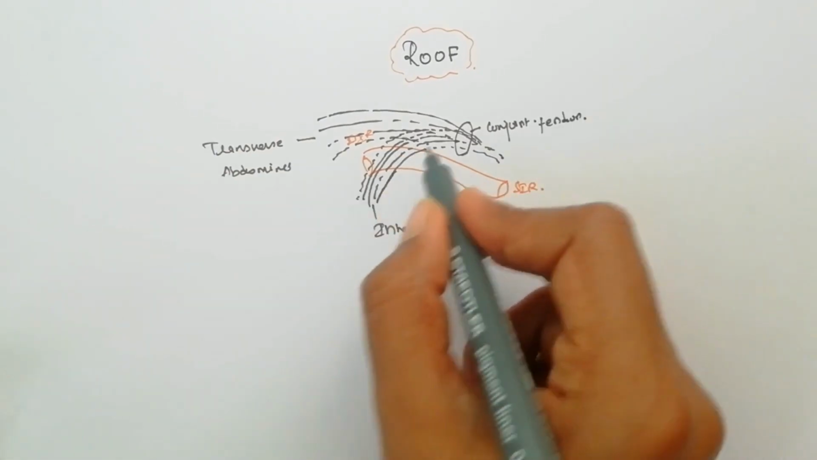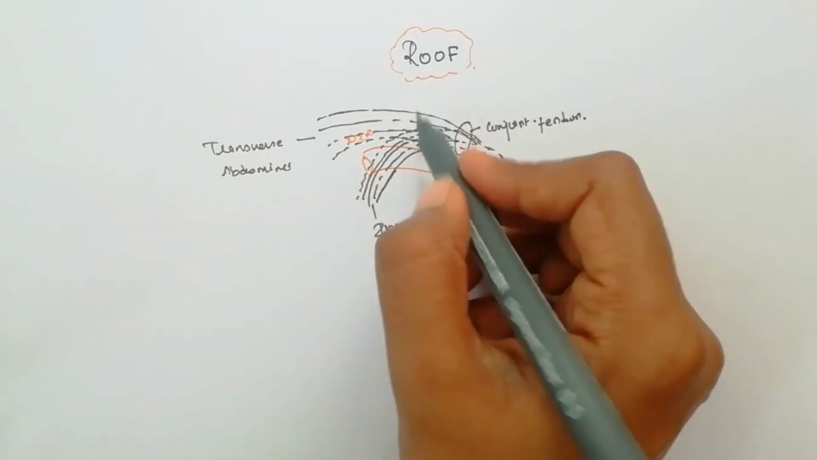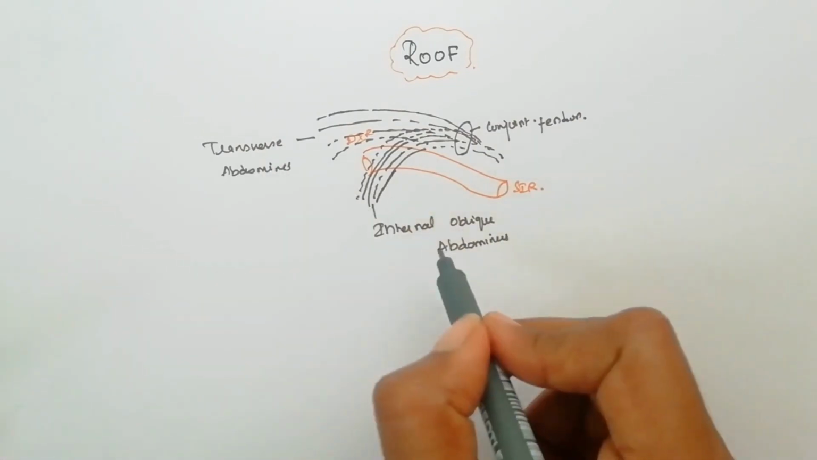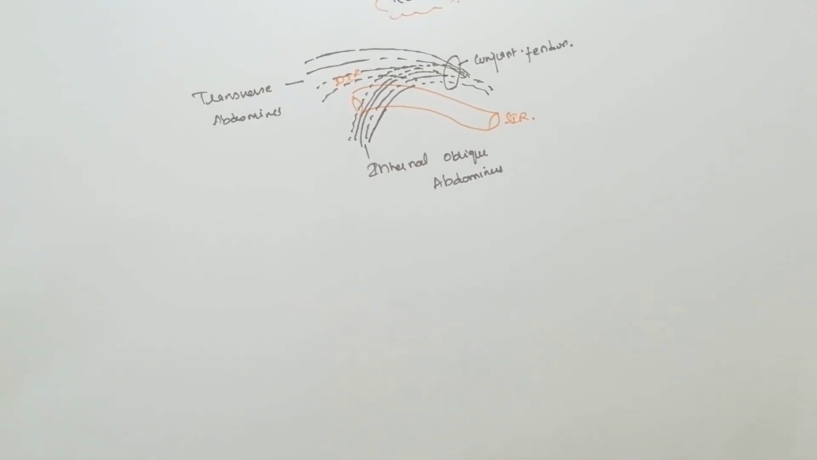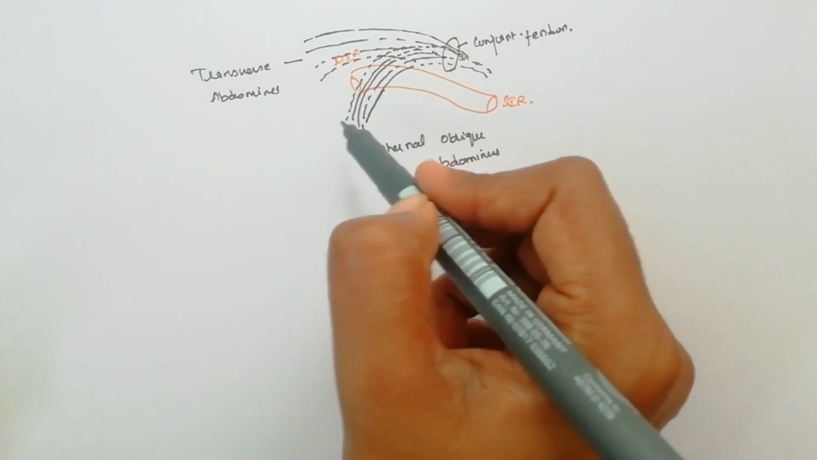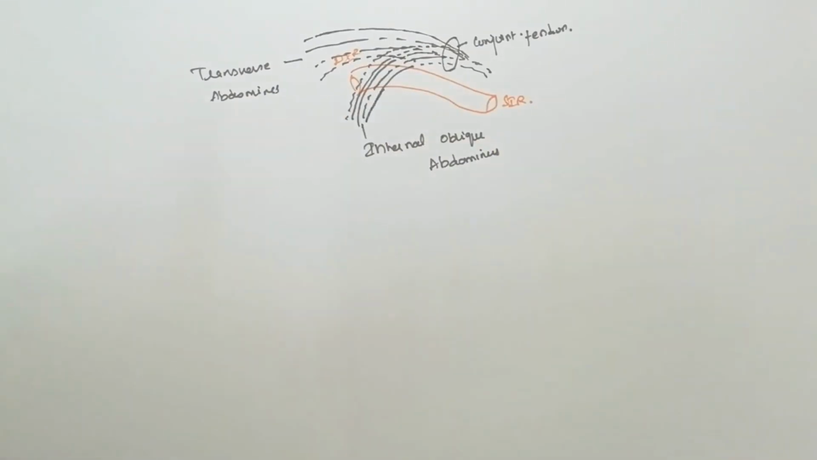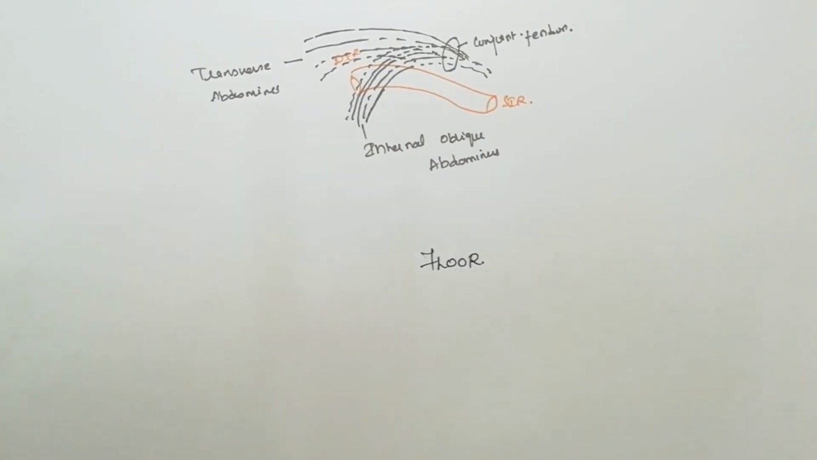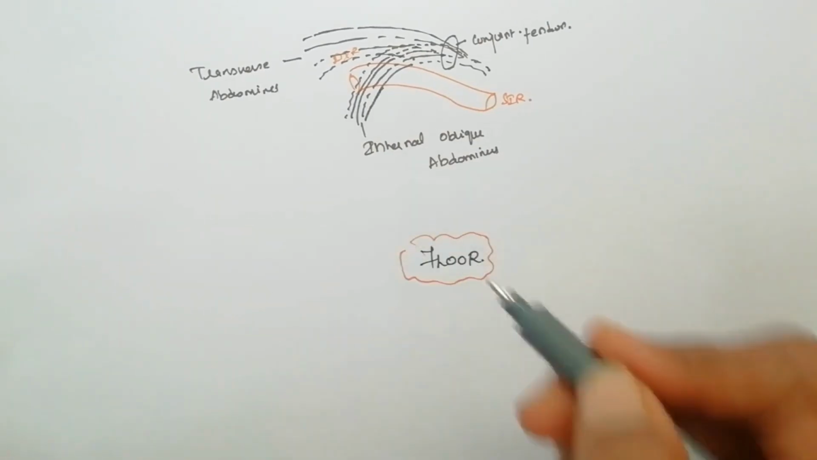So this is how it is going to join, first arching above, that is going to form the roof. So the roof is formed by both the transverse abdominis and the internal oblique abdominis muscle. This is how we have got the roof of the inguinal canal placed. So the roof is covered by these two muscle fibers. Now we are going to move on to the floor. We are going to deal with the floor of the inguinal canal.